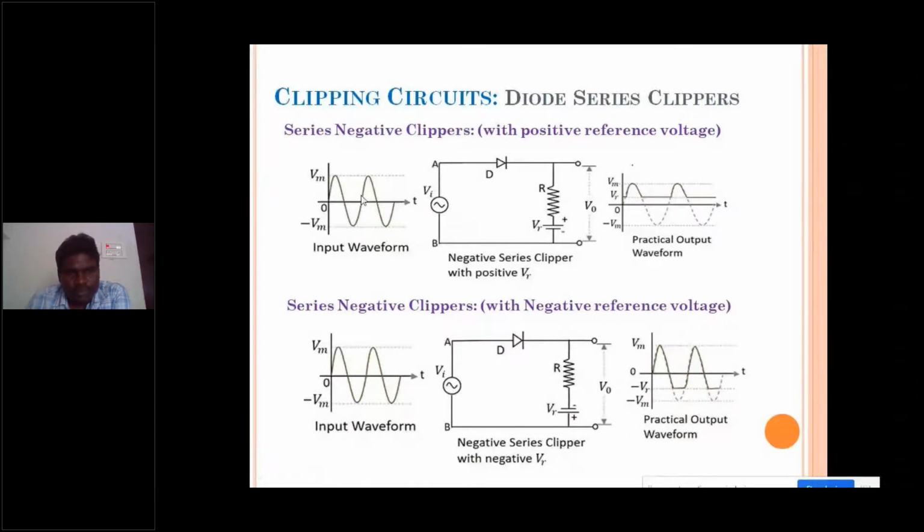You can see here series negative clippers again, with a positive reference and with a negative reference. With a positive reference, above that is transmitted, below the reference is clipped, and with a negative reference, above the reference is transmitted, below the reference is clipped.